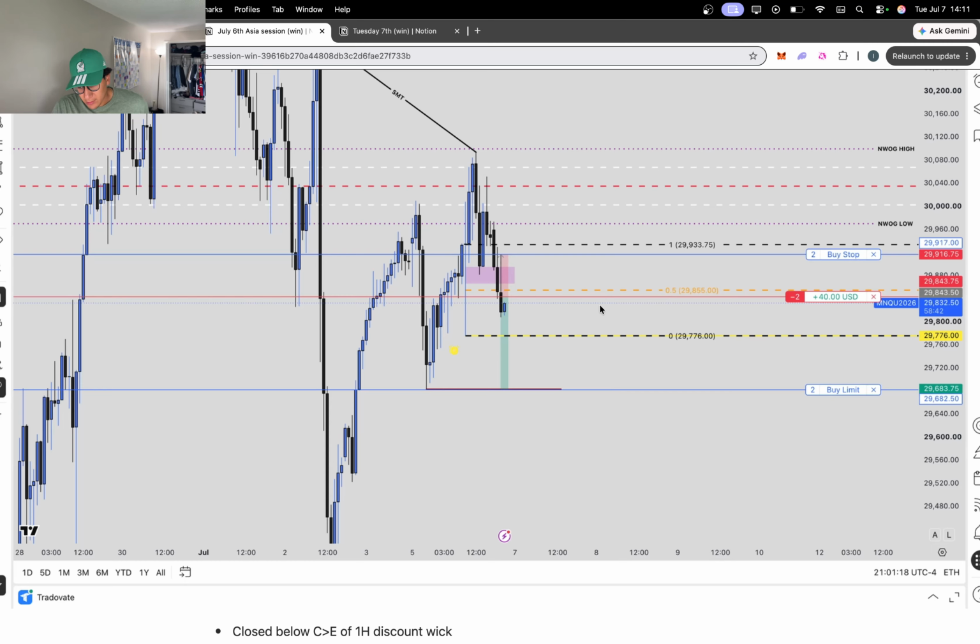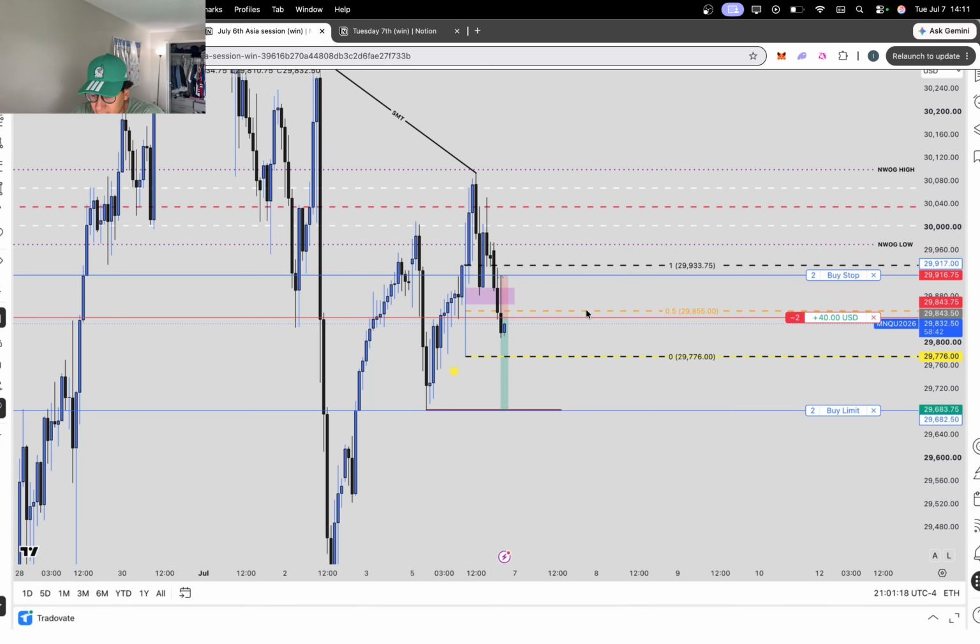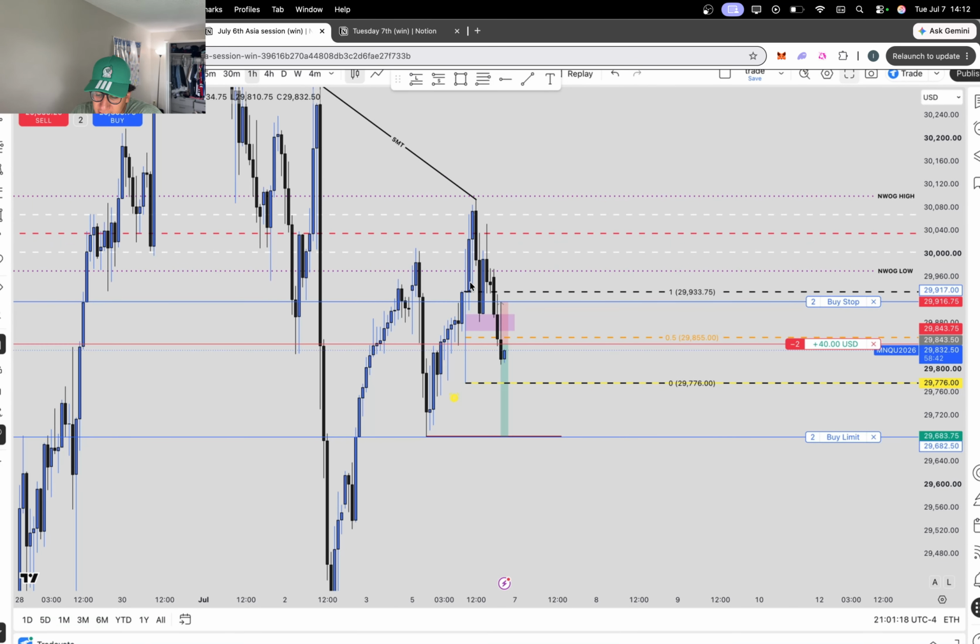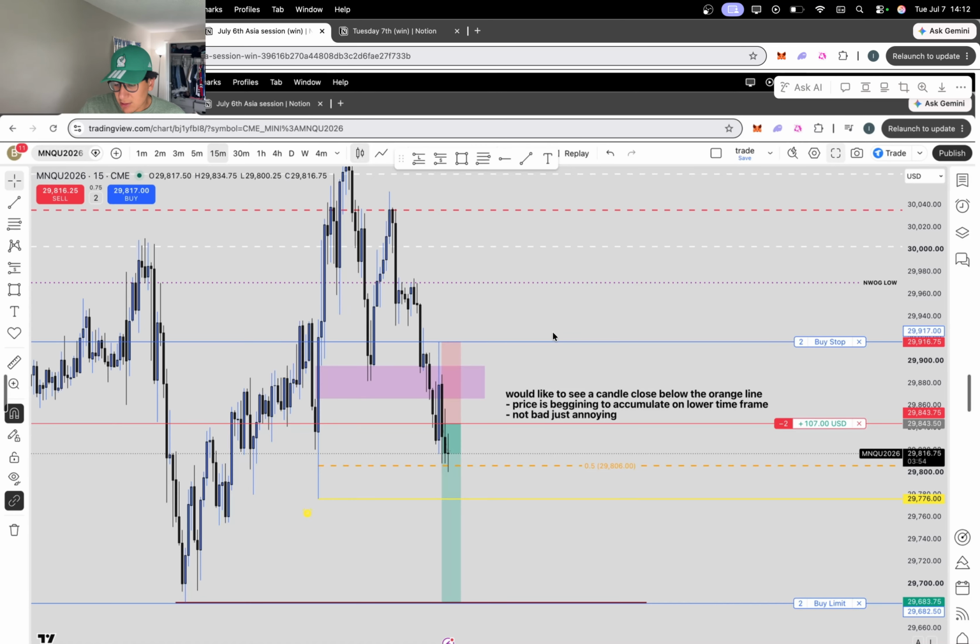So I get entered in, and then I start noting other confluences. This is the 1 hour time frame. I marked out the consequent encroachment of this wick because I believe wicks act as gaps. As soon as we got a candle close below this orange line, which is the halfway point, I became even more confident in this trade and felt pretty confident that price was going to reach my break-even point prior to reversing up higher.